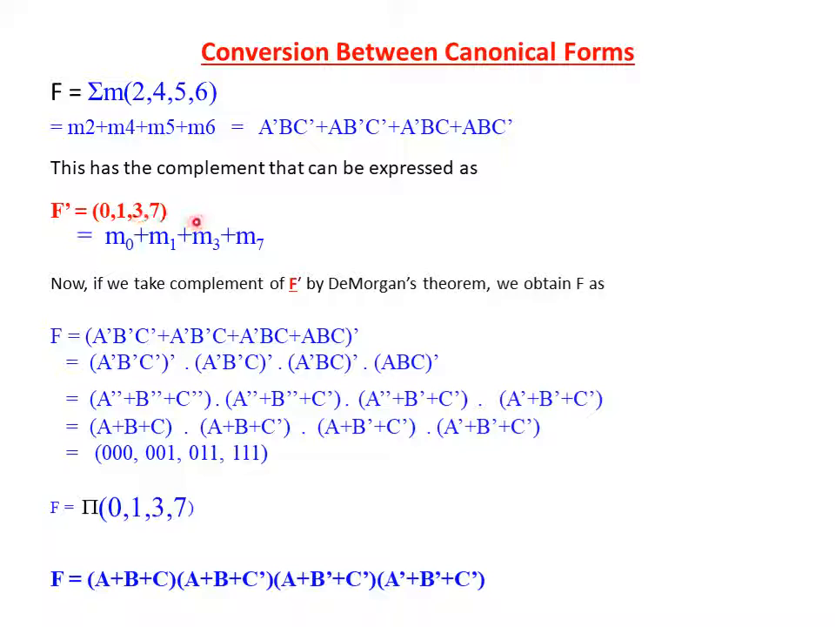Now the proof for that, how to obtain it. We will write the equivalent min term representation of 0, 1, 3, 7. Then we will take the complement of that. Then apply De Morgan's theorem to get the max terms. So from this we will get the max terms 0, 1, 3, 7. So from the SOP we can obtain the POS expression in this way. So this is the conversion between canonical forms.